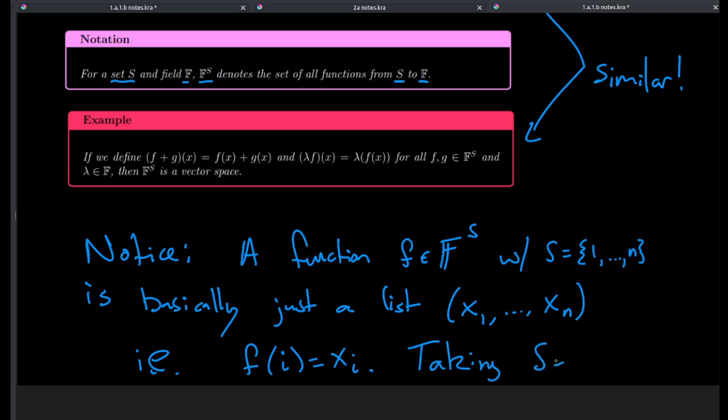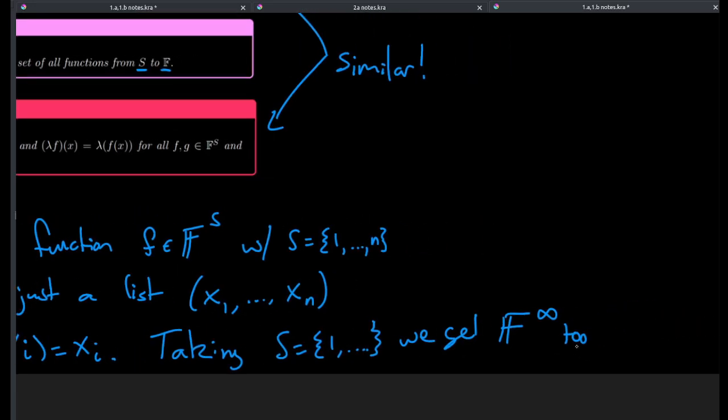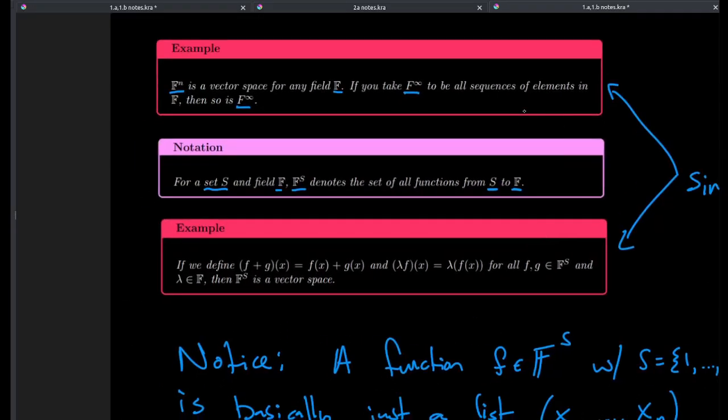Taking S to just be 1 and so on and on and on forever, not stopping at n, then we get F infinity also. So that's kind of neat. All right, so this last one actually covers all of that first one. Kind of cool. Let's start proving some properties about vector spaces, and let's show ultimately that they kind of fix the problem that comes up with addition.